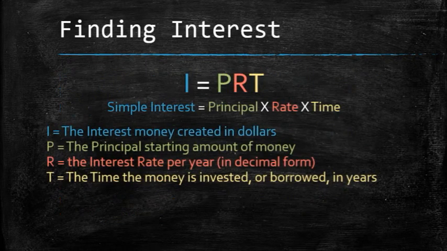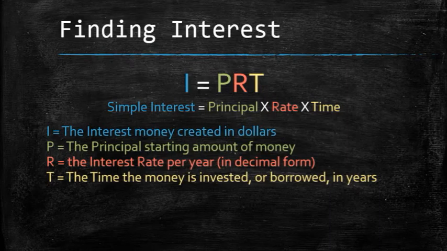Okay, so finding interest. We found interest using the formula I equals PRT, where I was the simple interest, P was the principal, R was the rate, and T was the time. The I is the interest, money created in dollars. So that tells you that your answer will always be in dollars. The principal is the starting amount or beginning amount of money.